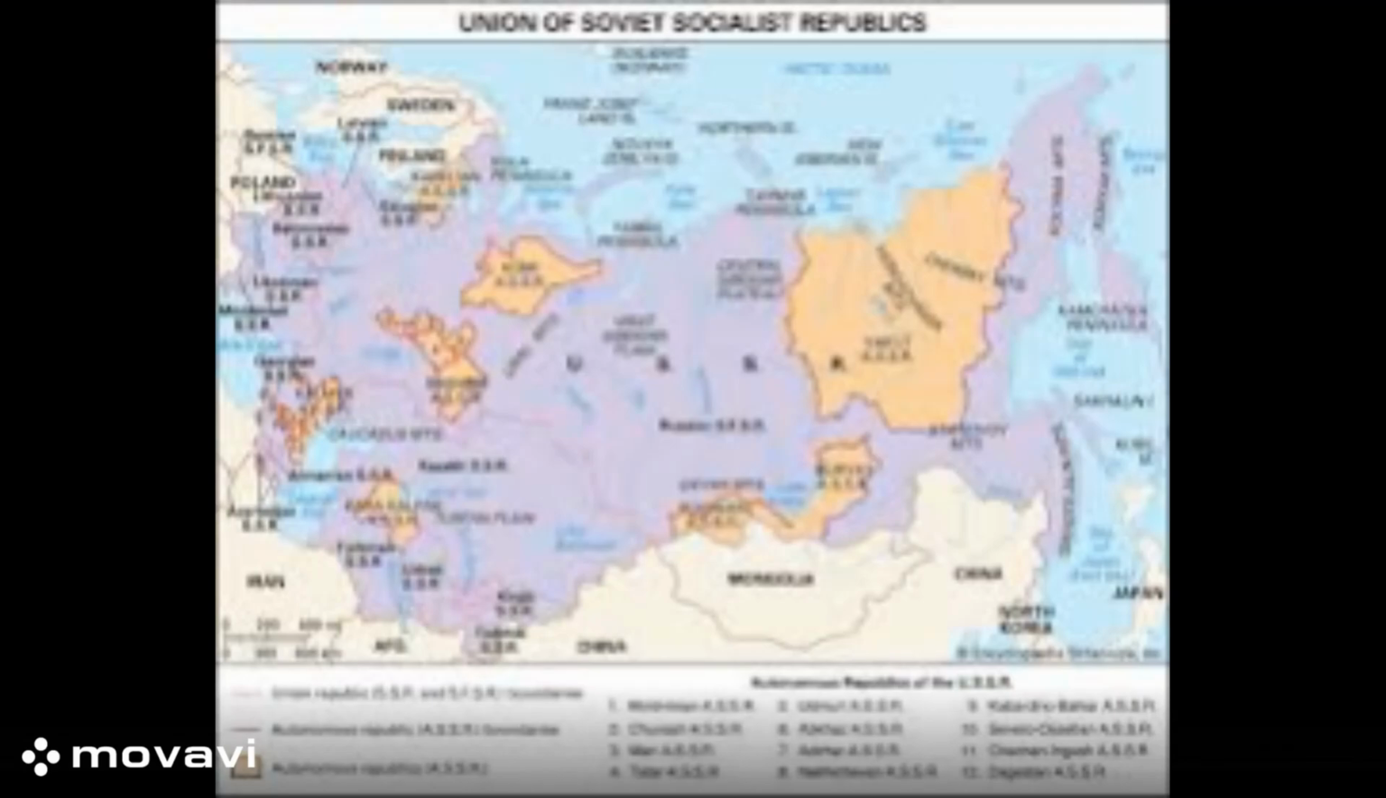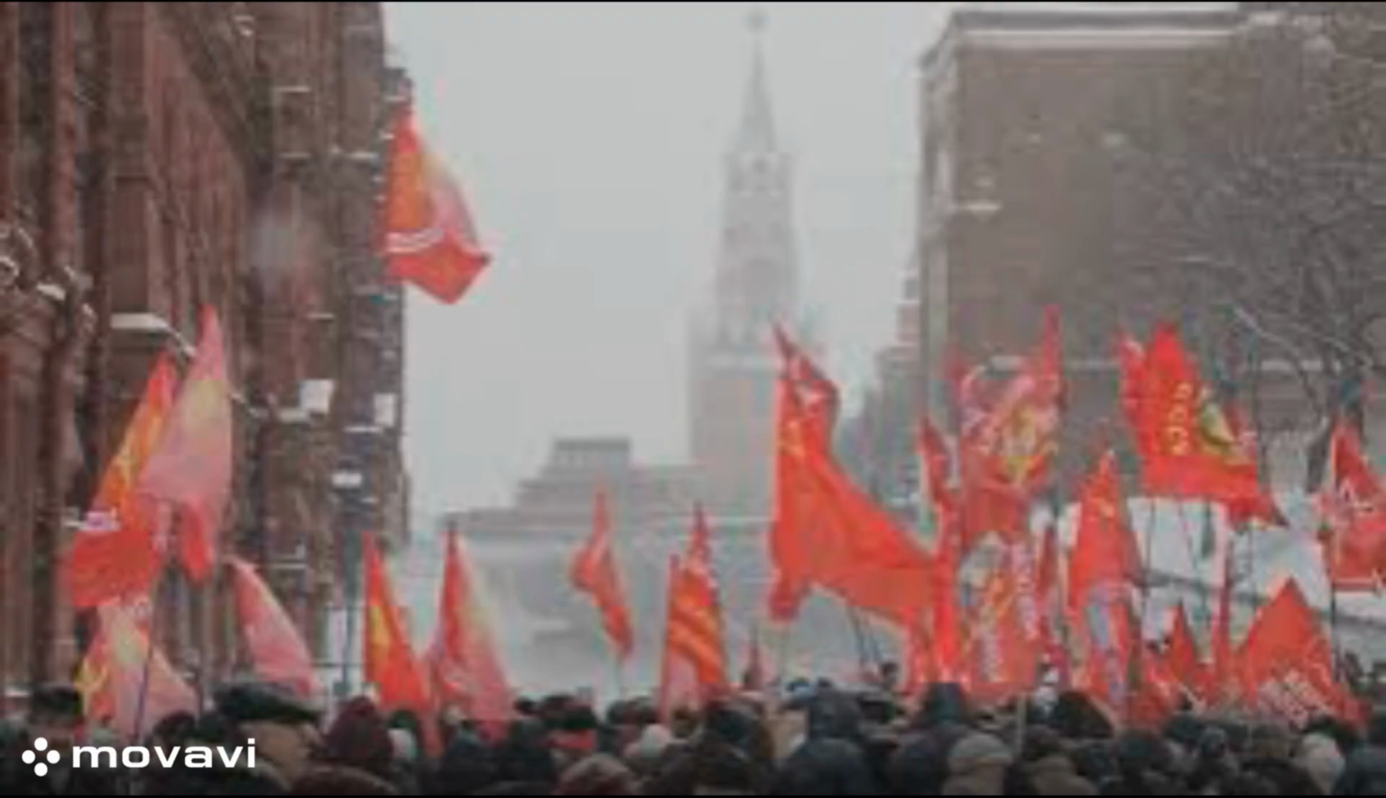The Soviet Union by David, Tristan, and Connor. The Soviet Union and Communist Idea.